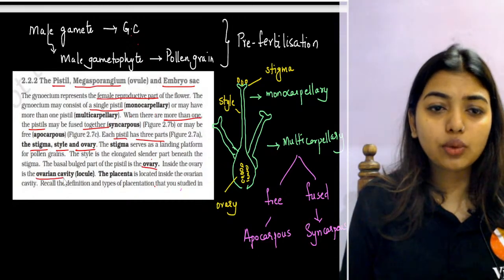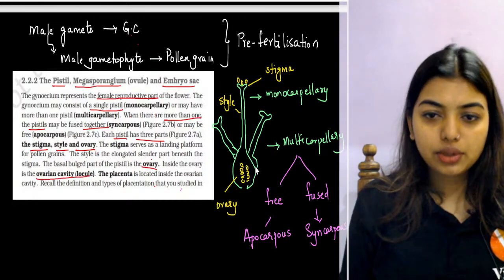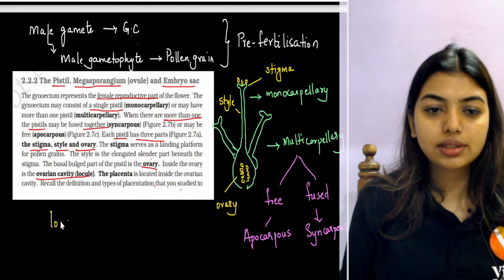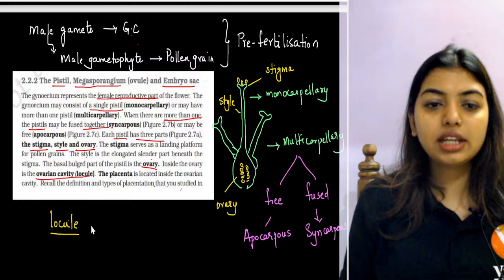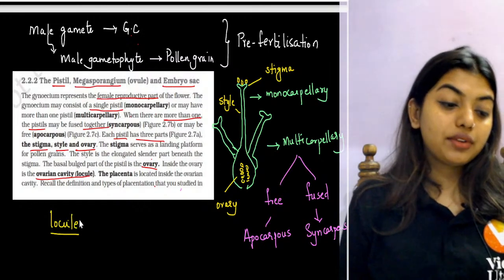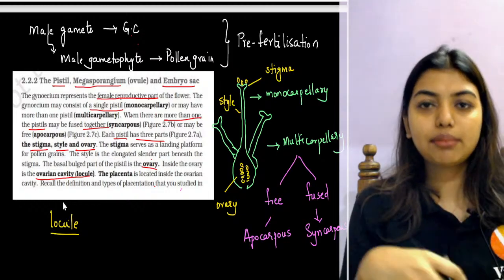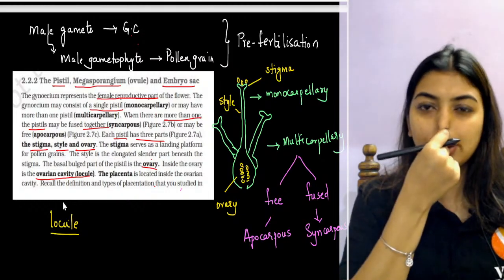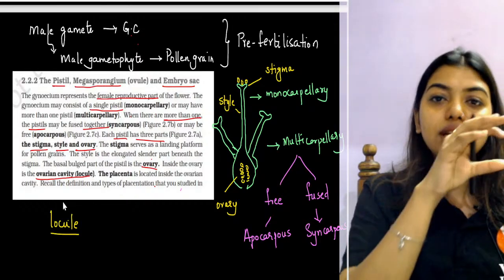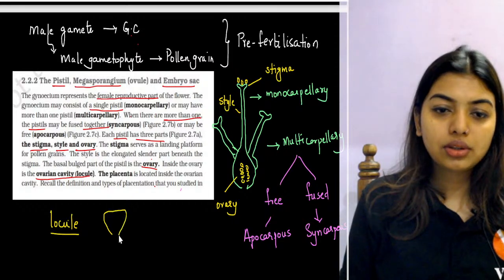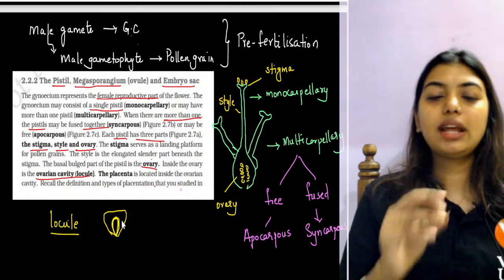Inside the ovary is the ovarian cavity, that is the locule. So here where I've drawn the ovules, no? So ovules will be present inside locules. Students, this you will study in morphology of flowering plants. I think you have already studied placentation, like parietal, axial, etc. They are present in locules. So in, let's say, one locule you can have one ovule. Like in basal placentation, one locule will have one ovule.